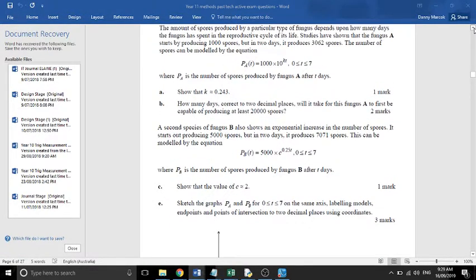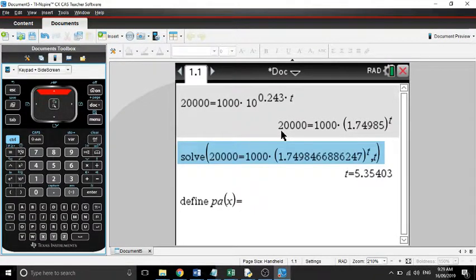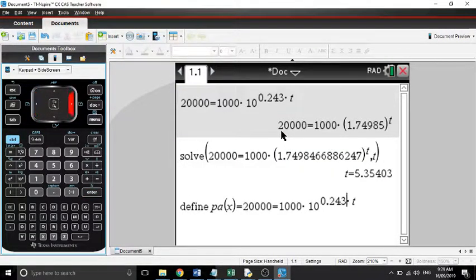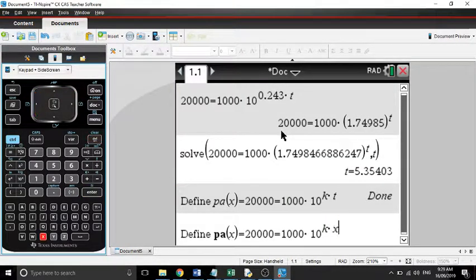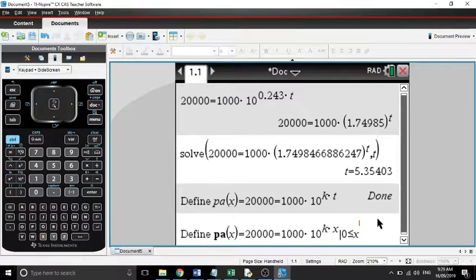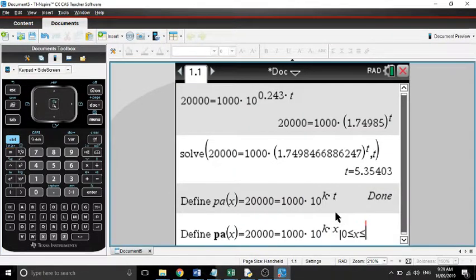Okay, we've got to graph it. So define PA of X. I'm saying PA because that's simply what it is there. It equals this, except I'm going to write K. Oh no, I need that to be an X. And I'm given a domain, 0 to 7, so I'm going to say where 0 is less than or equal to X, which is also less than or equal to 7.